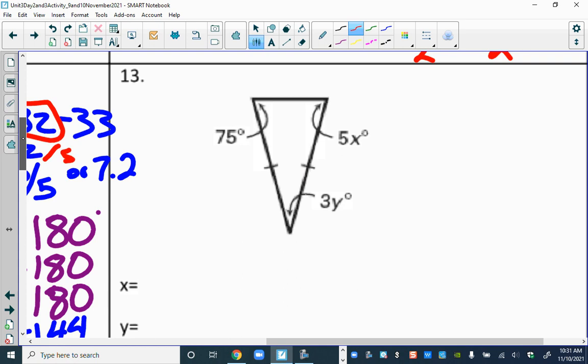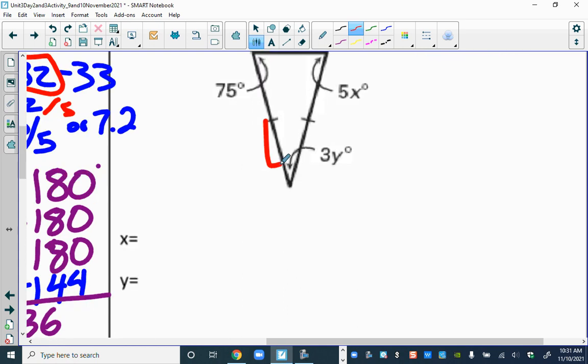So what about the 75 and the 5x, Valerie? See that little slash here? That's like to 5x. Sorry about that, my pen. Okay, so you're saying that these two are connected? Draw a line like that from here to here, and then the other side, like this.